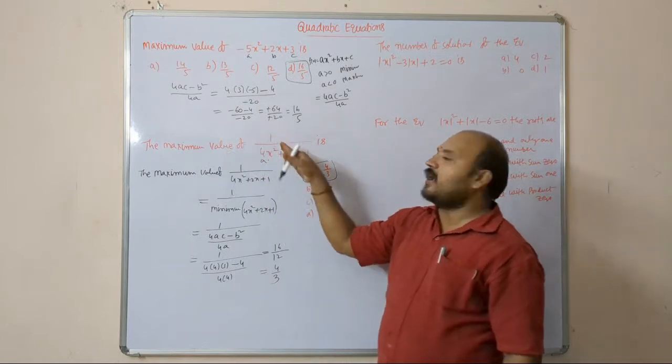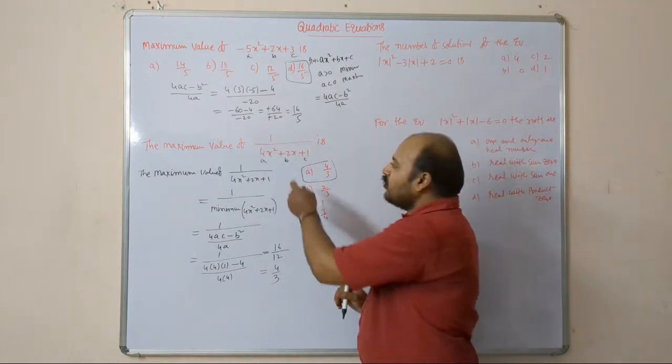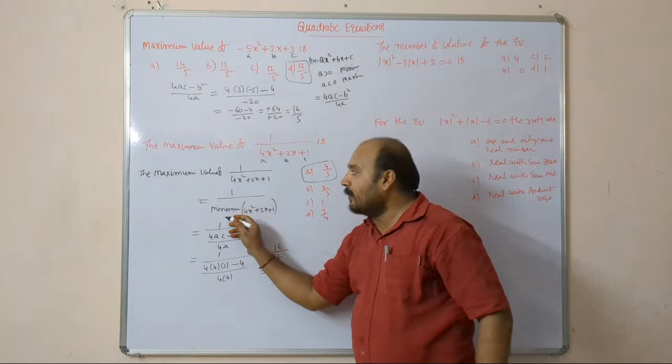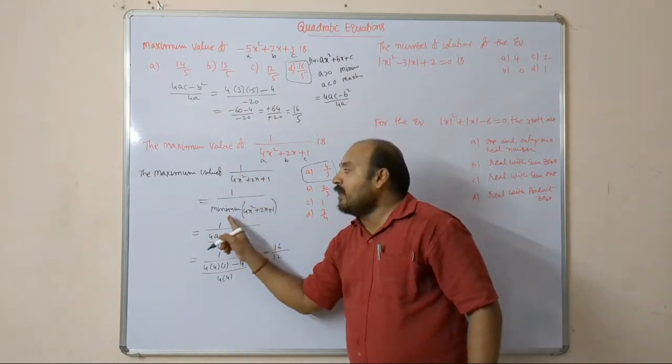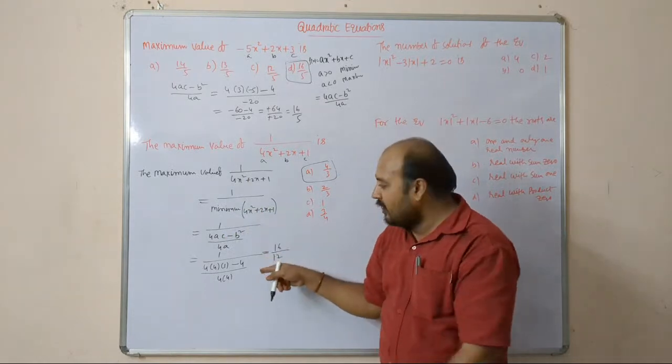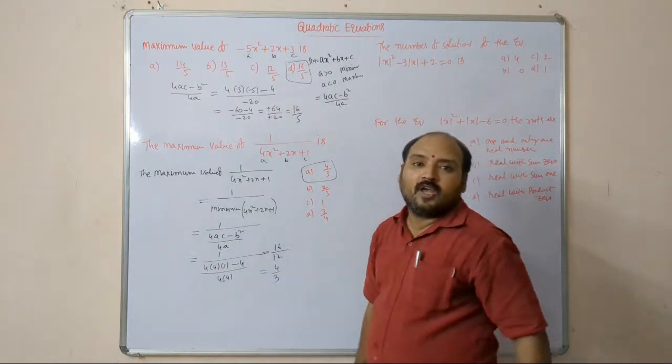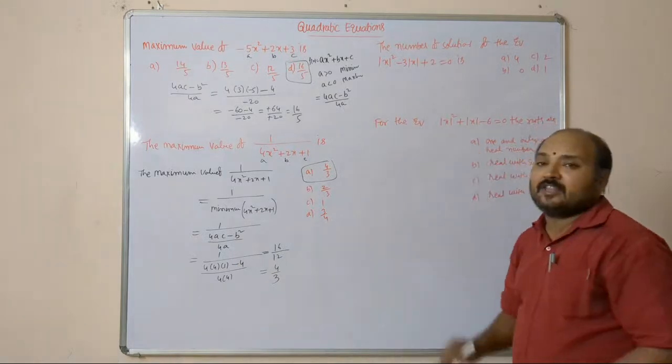Very important thing is, it is in the denominator, no? Maximum of 1 by the quadratic expression is there. For the denominator, you can calculate minimum. The maximum value of 1 by f of x equal to 1 by minimum of f of x. Like this you remember and write it, apply. I hope you understand. We'll move on to another question here.